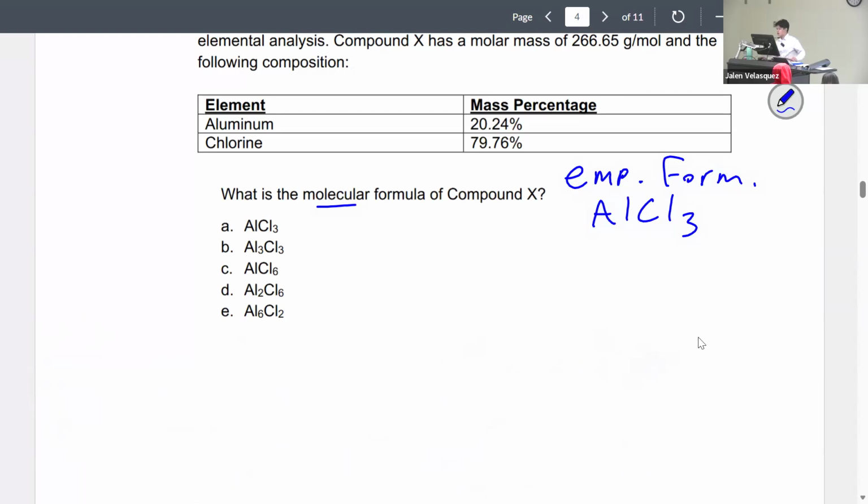Okay, so first step, we needed to figure out the empirical formula. Now we can move on and find the molecular. So to figure out the molecular, does anyone remember how you can get the molecular formula? Good. So you're going to take the molar mass, which is given to you here, divided by the molar mass of your empirical formula.